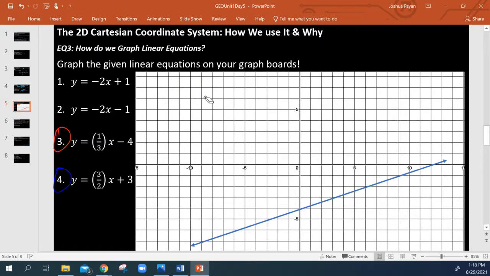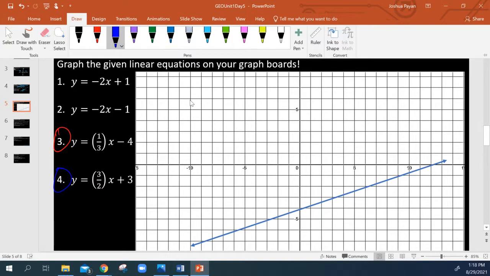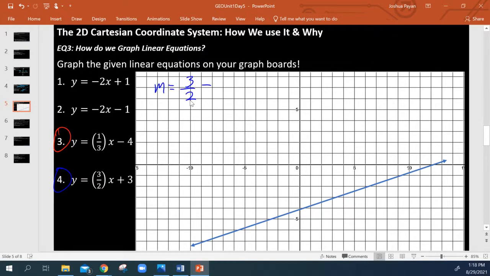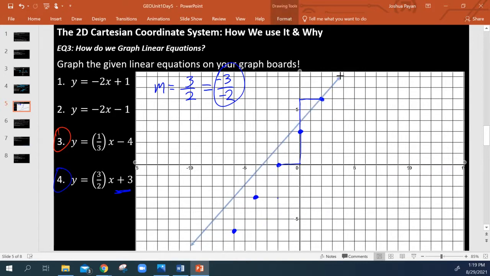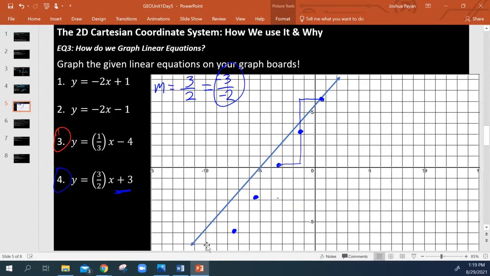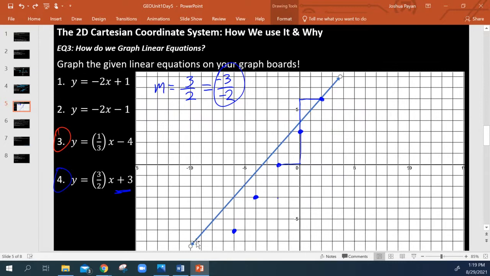So m is equal to 3 over 2 or negative 3 over negative 2. And that's just for when I count. My y-intercept is positive 3, and that's where I'm going to start from. So plus 3 plus 2. And I ran out of room. Go ahead and use this one. Minus 3 minus 2. Minus 3 minus 2. And just on and on. Okay, so I've got all the points that I need. I can go ahead and line this up. Ooh, whoops. Not what I meant to do.